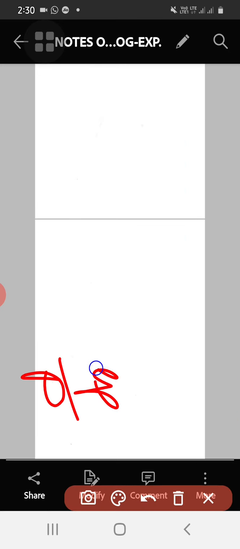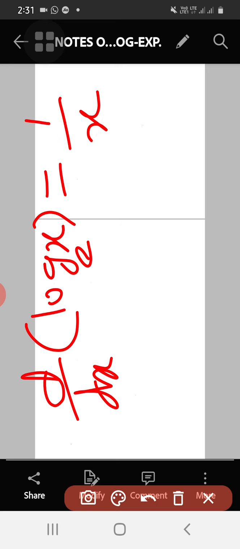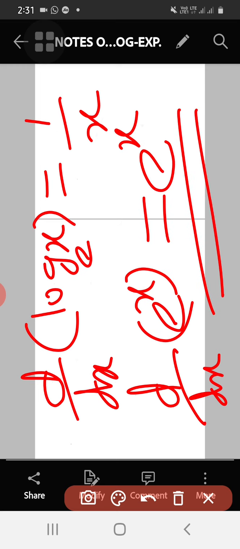So the derivative of log x, of course, if I don't write the base, it is understood that it is e. The derivative of log x to the base e is 1 by x, and the derivative of the growth function, the exponential function, is itself, e to the power of x. These two important results we can deduce here. The derivative of the exponential function is the exponential function. The derivative of log x is 1 by x. Okay.